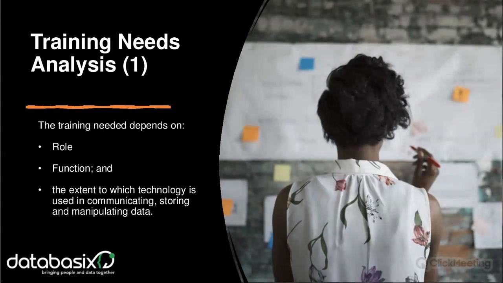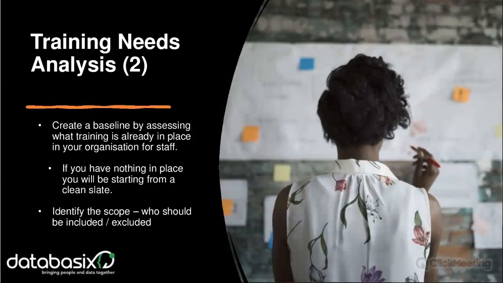So what we've got is our Excel spreadsheet. You might do it in Word, whatever the system is that you're using. And what you want to do is create a baseline. So what you really want to look at is, have any of your team had any data protection training at all? So, what is the current level of knowledge of data protection in your organization?